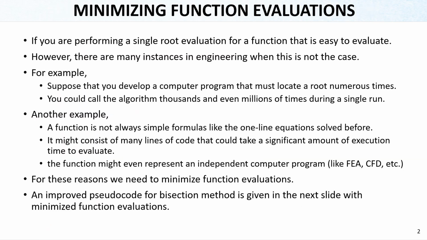In the previous slide, we mentioned the function evaluations in the bisection method, and we said that at each iteration there are 2 function evaluations. If we are performing a single root evaluation for a function that is easy to evaluate, that is fine, but there are many instances in engineering when this is not the case. For example, suppose that you develop a computer program that must locate a root numerous times. You could call the algorithm thousands and even millions of times during a single run. So that means we need to calculate the function each time, which increases the computational cost dramatically.